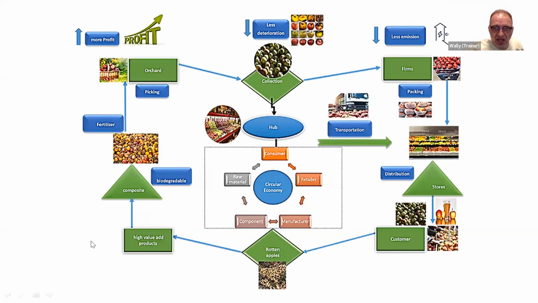Can everybody see my diagram now? Can everybody see my diagram? Okay, so let's go through the diagram now so everybody can see it.